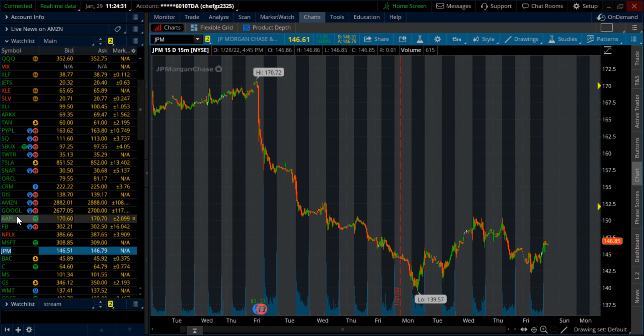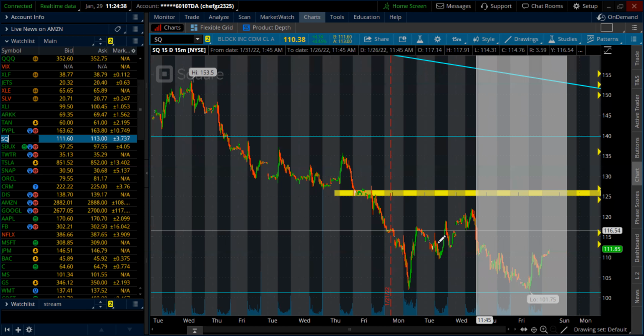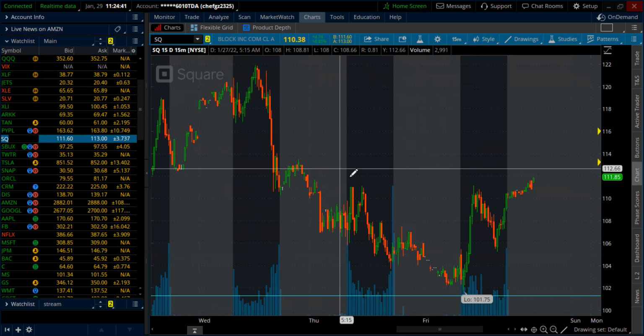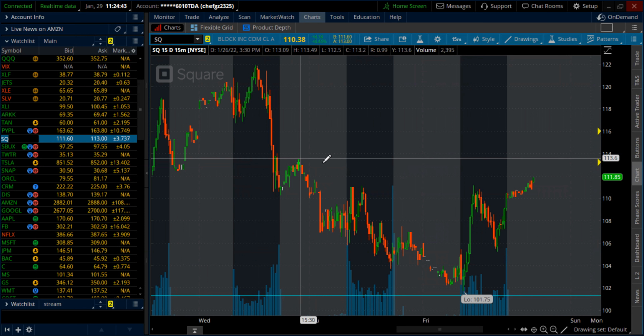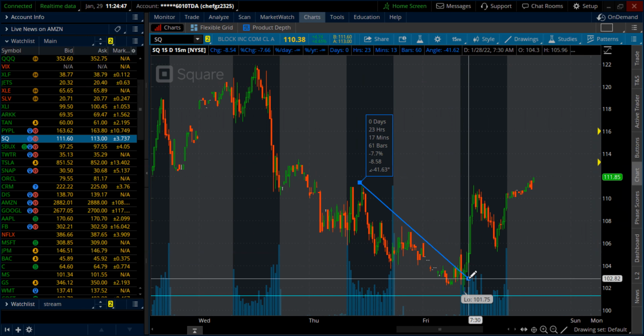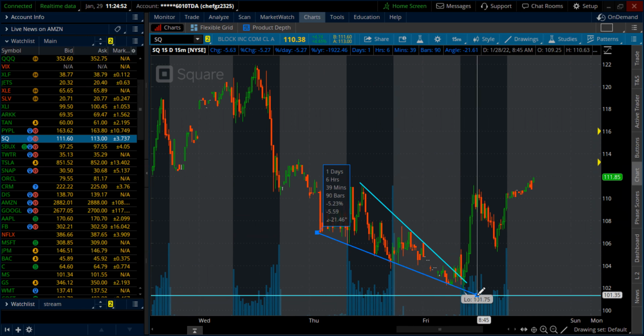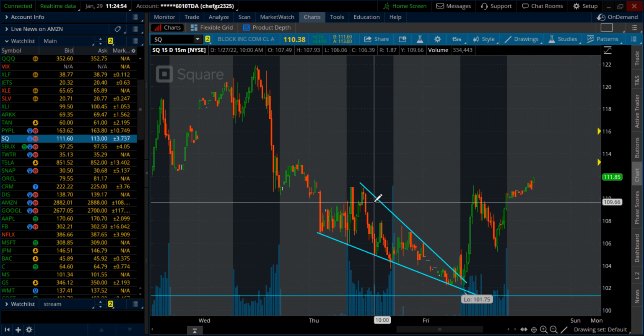Now let me check another one. Let's check out SQ. All right, let's go check out how SQ played out. A lot of traders would have had this on SQ. I think somebody somewhere would have had this little piece right here because of pre-market. And sometimes you could just make up patterns.